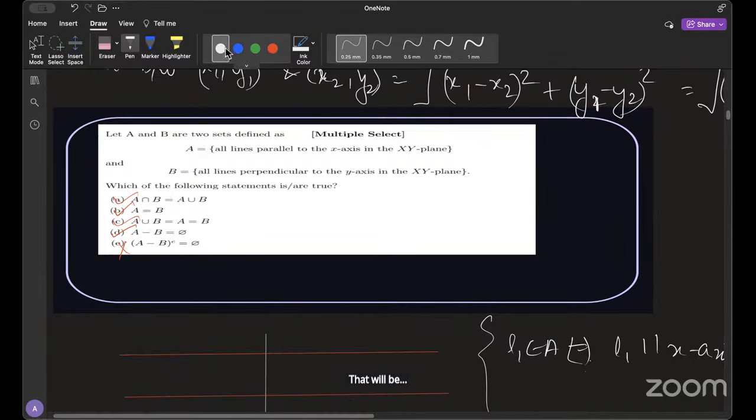Oh, okay. We have an equal sign here, right? Equals the empty set. Okay.